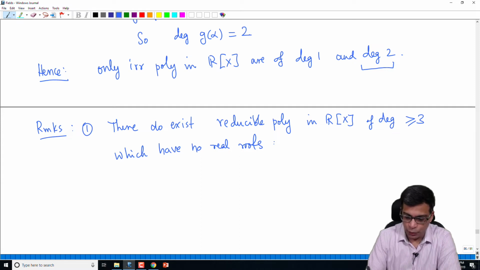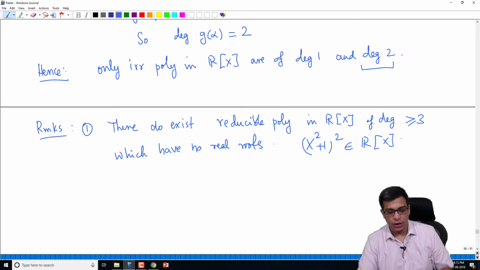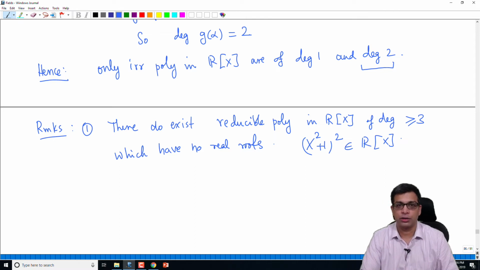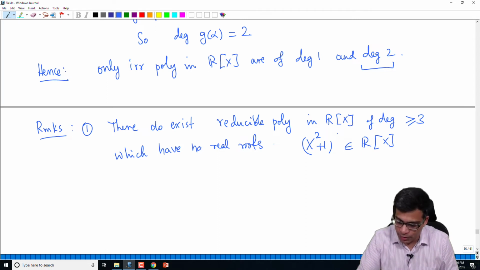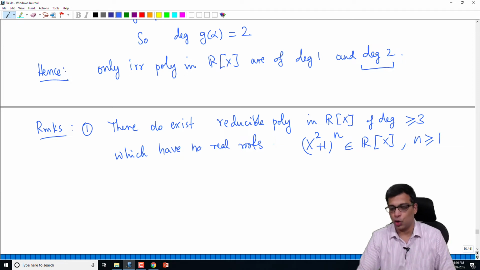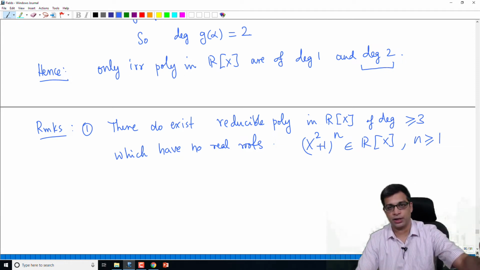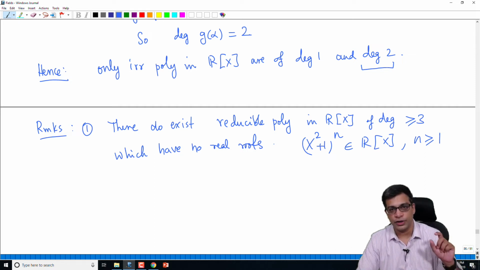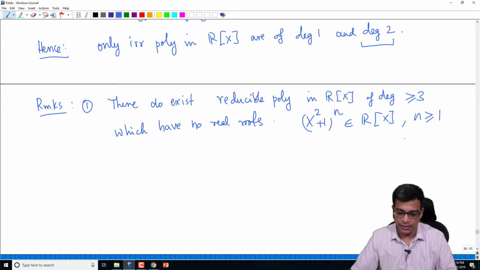Right? Because for example, take (x squared plus 1) to the power 2. This is a degree 4 polynomial but it has no roots. So reducible polynomials can fail to have roots, but irreducible polynomials cannot exist of degree 3 or more. Whereas for any degree you can take (x squared plus 1) to the power n, where n is at least 1, and this has no roots. So you get arbitrarily large degree polynomials which do not have real roots. But remember, these are not irreducible, they are reducible as soon as n is at least 2.